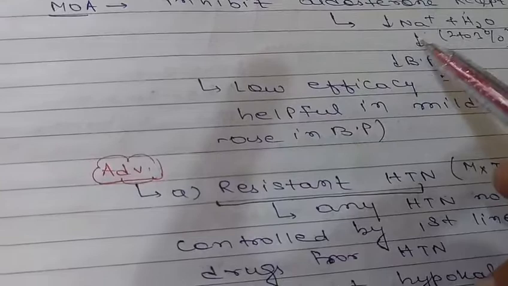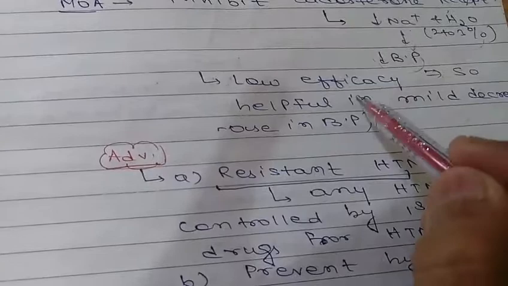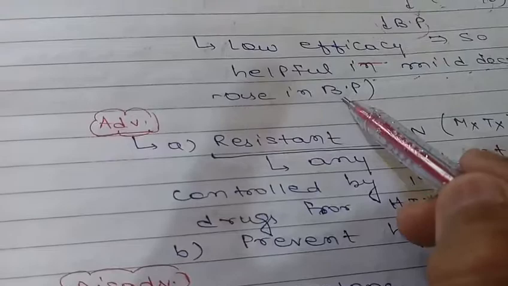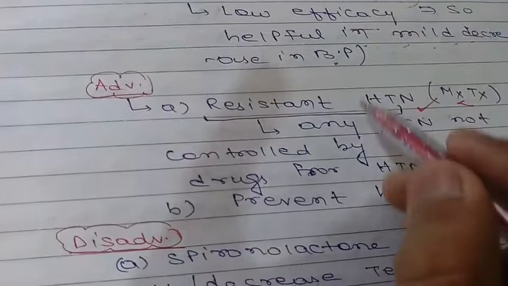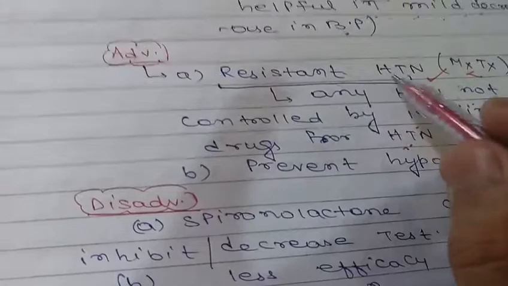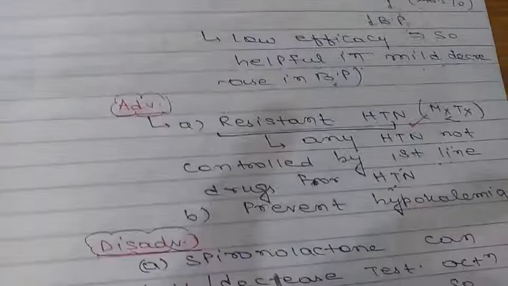Although only a 2 to 3% decrease, that will lead to a decrease in BP, but it has very low efficacy, as we have seen here, 2 to 3% only. So it is helpful only in a mild decrease in BP. Clear? Advantage: it is used in resistant hypertension for maintenance treatment. What is resistant hypertension? Any hypertension that is not controlled by the first line of drugs is known as resistant hypertension. So you can also try spironolactone or eplerenone in this condition. The second advantage is that it also prevents hypokalemia.